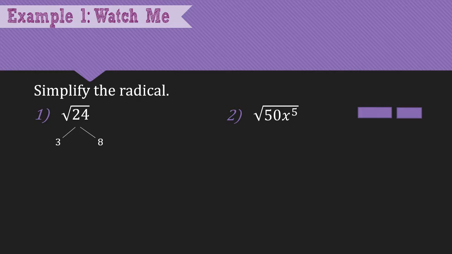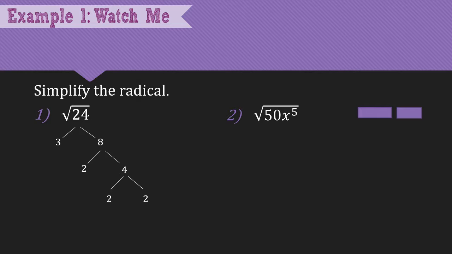The 3 is a prime number. I can't factor it any further. But the 8 can be factored. Its factors are 2 and 4. The 2 cannot be factored any further. It is a prime number. Its only factors are 1 and itself, but 4 can be broken down further into 2 and 2. So once you have your factor tree completed, you cannot factor any further. All of the ends of your branches are prime numbers.